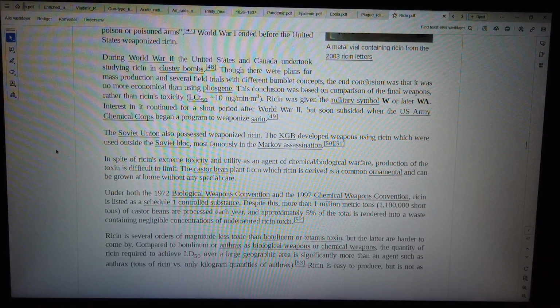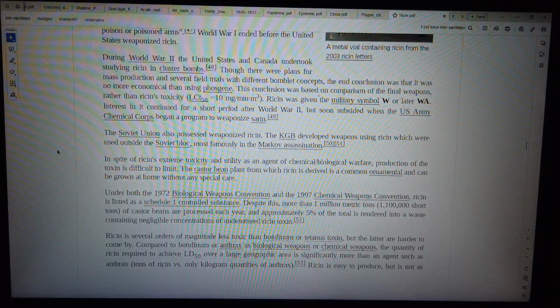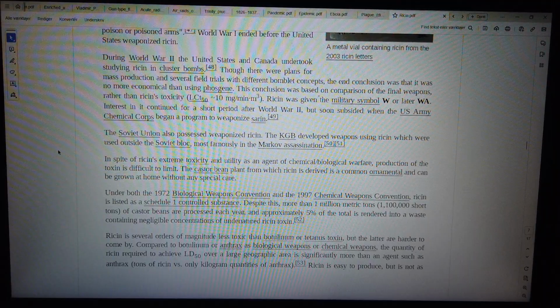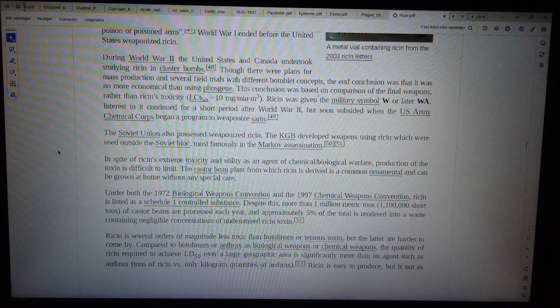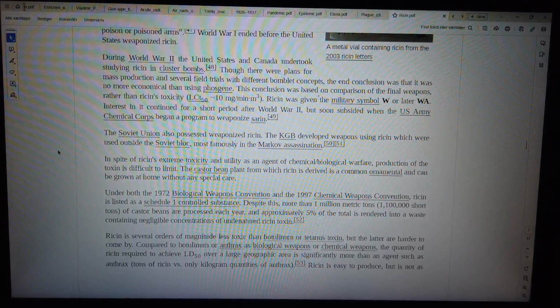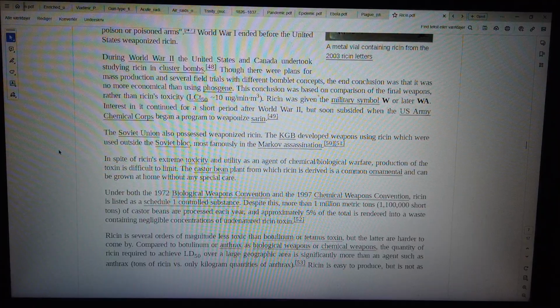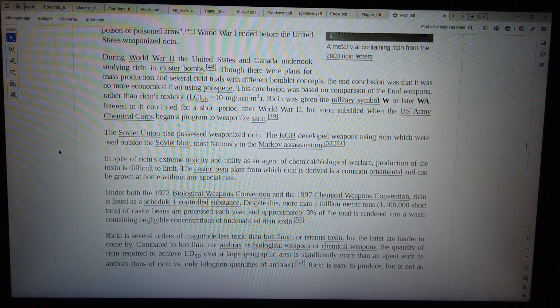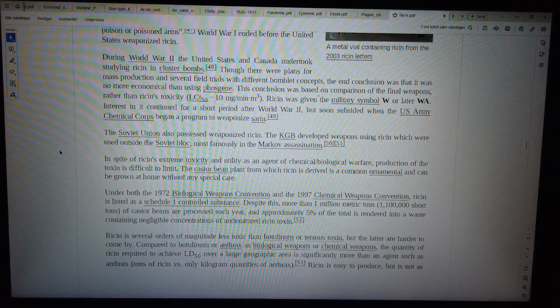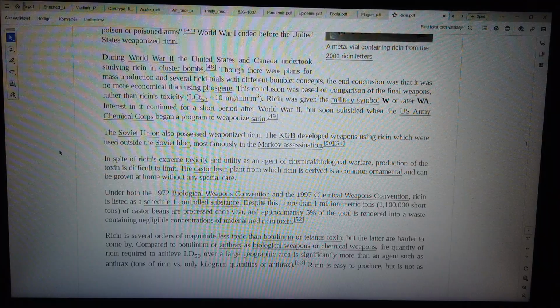The Soviet Union also possessed weaponized ricin. The KGB developed weapons using ricin which were used outside the Soviet bloc, most famously in the Markov assassination. In spite of ricin's extreme toxicity and utility as an agent of chemical/biological warfare, production of the toxin is difficult to limit. The castor bean plant from which ricin is derived is a common ornamental and can be grown at home without any special care.